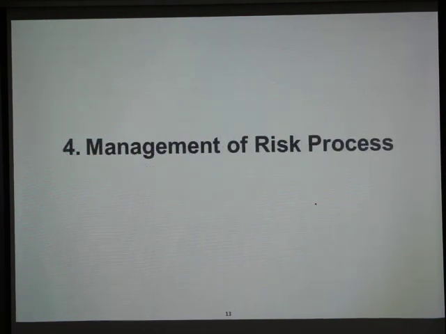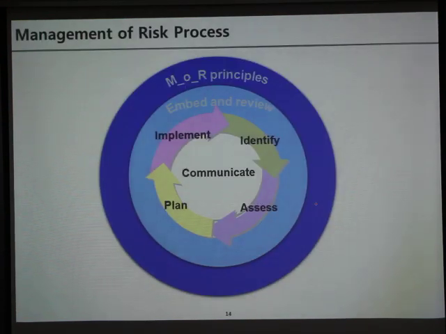Let's look at the management of risk process. The MOR process is 4 primary steps to carry out risk management. Here, identify, assess, plan, and implement. These steps are carried out in sequence, which means any one step cannot be undertaken until the preceding step has been completed.